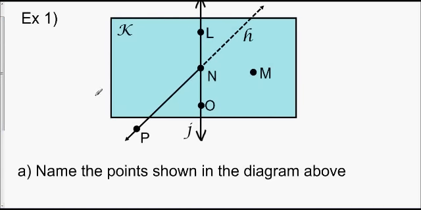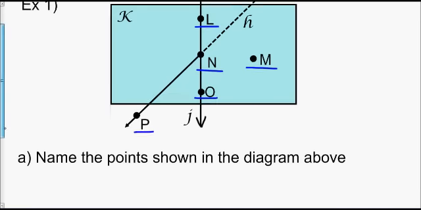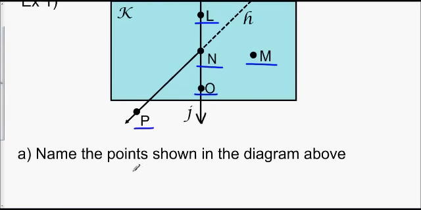You see our diagram, and we want to name all of the points that are shown in the diagram above. Now remember, points are named with capital letters, and they have points drawn next to them. So I see points at L, N, O, M, and P. So K is a capital letter, but it doesn't have that point next to it, so that is not a point. So we're just going to write all these down. L, N, O, M, and P, and that is all of them.